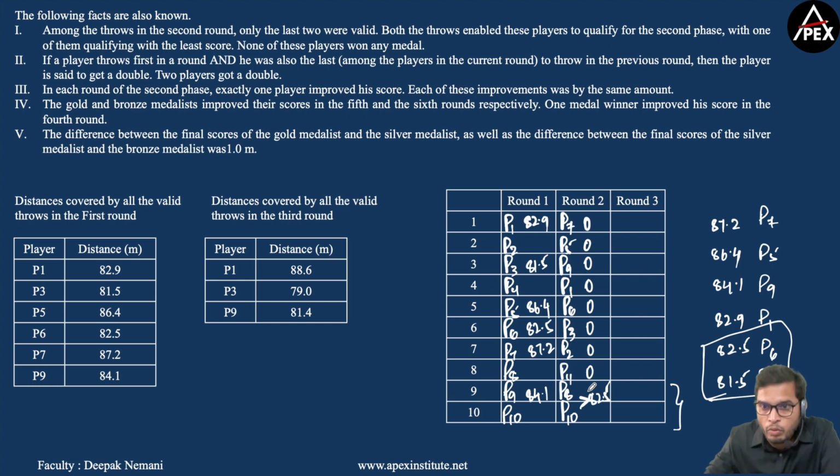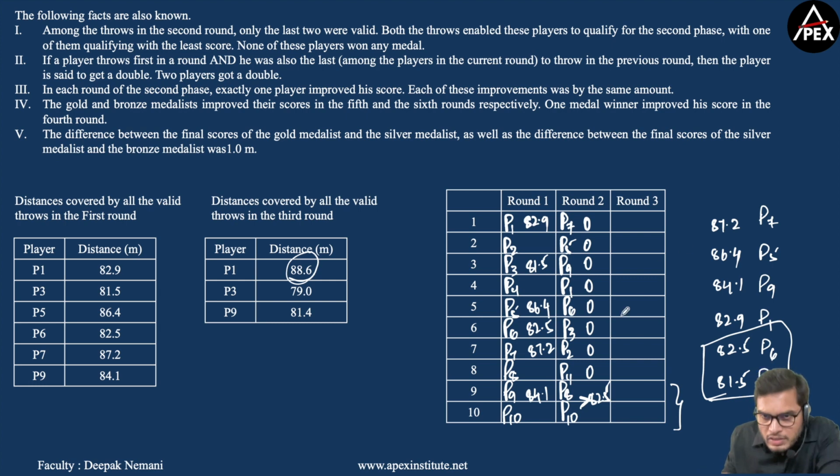Now in round 3, we have P1 scoring 88.6 meters, which is greater than his previous score 82.9. So P1's score after round 3 will be 88.6. If I consider P3, his score in round 3 is 79, which is less than 81.5. So P3's final score after round 3 will be 81.5 only. Whereas P9 has 84.1 in round 1 and 81.4 in round 3, so we'll be sticking to 84.1 only.